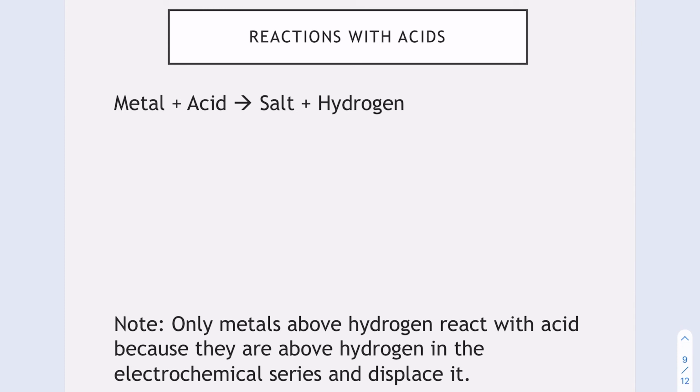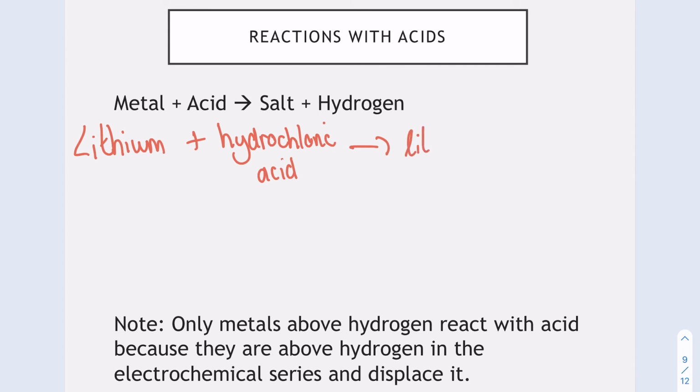Let's pick an example. So let's go with lithium. And let's go with hydrochloric acid this time. I could have picked nitric acid or sulfuric. Now to make your salt, the metal is the first part of the name, and then the ending is the acid that you've used. So we've got hydrochloric acid, so that makes chloride at the end. Sulfuric would make sulfate, and nitric would make nitrate, and then don't forget your hydrogen at the end.